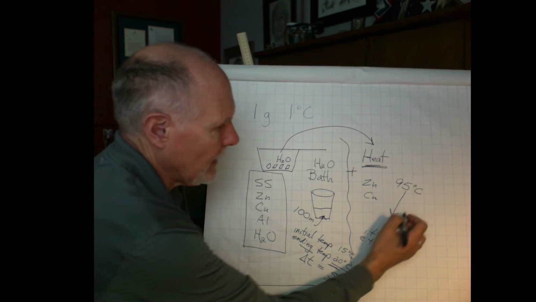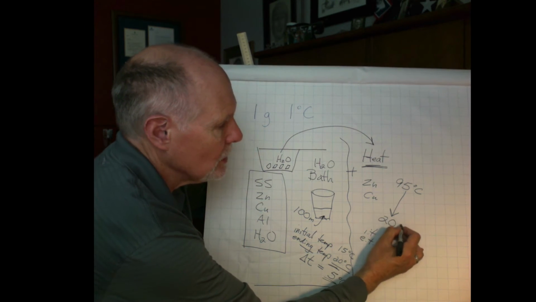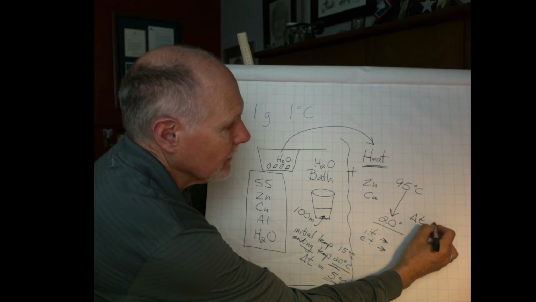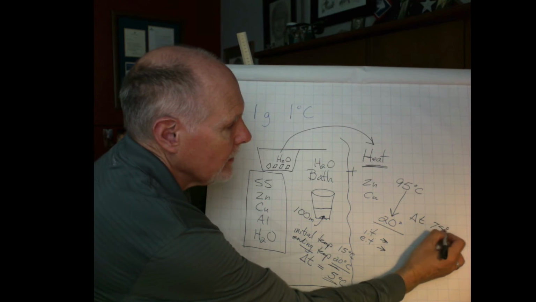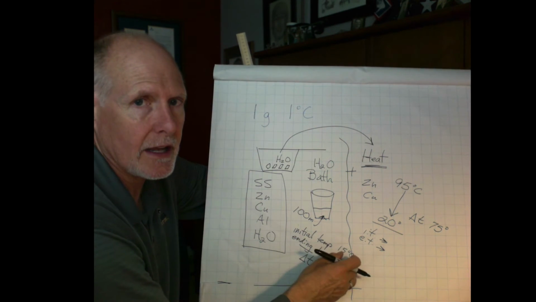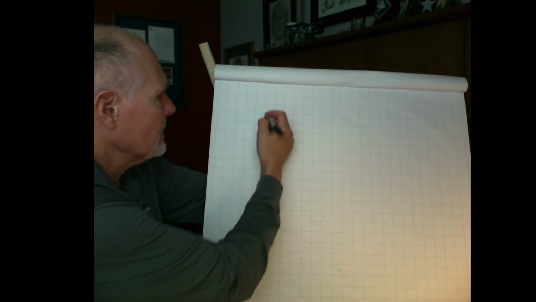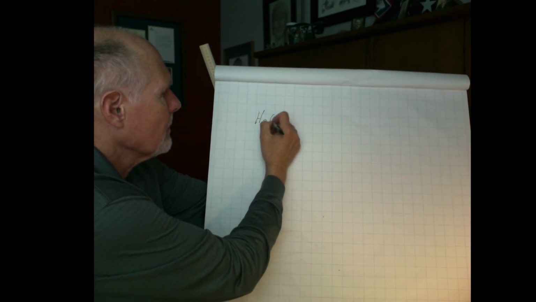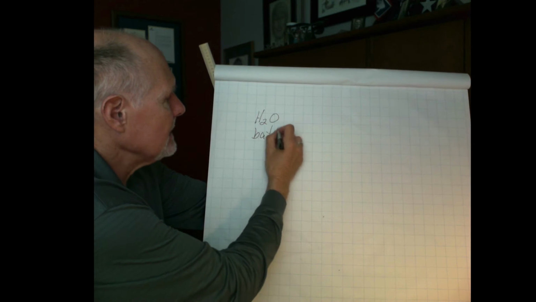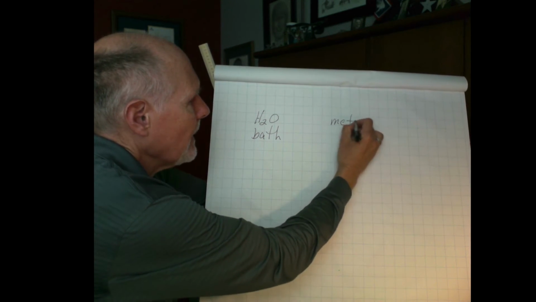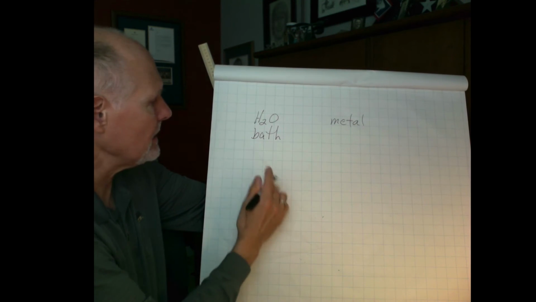So in my example, it went down to 20 degrees. That's a delta T of 75 degrees. Okay? We're not worried about whether that is positive or negative at this point. So let's go back to our two substances. We have the water bath that gained heat energy, and we have the metal that lost heat energy.